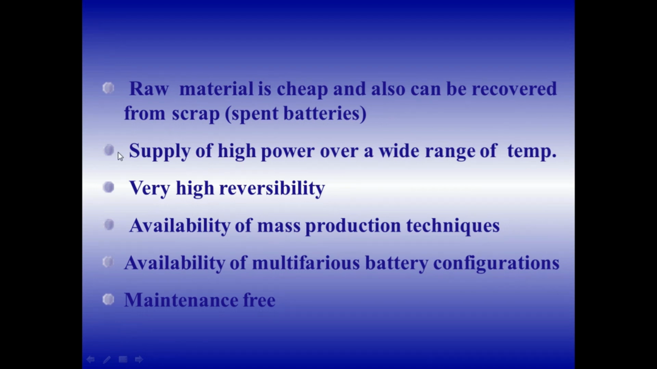And raw material is cheap. Why we are going for the lead acid battery: the raw material is cheaper and can also be recovered from scrap. For example, if you have vehicles at home, when we go to buy a battery, by exchanging the old battery, some amount of money is reduced from the price of the new battery. The supply of high power over a wide range of temperature, very high reversibility. So while we are going for recharging, the reaction will take place in reverse. Availability of mass production techniques, availability of multi-battery configuration, maintenance free.